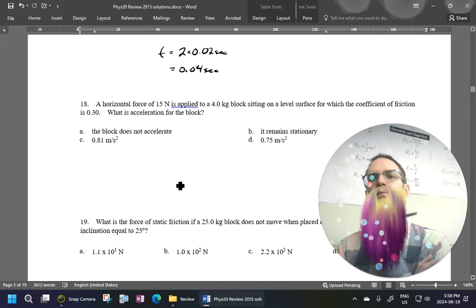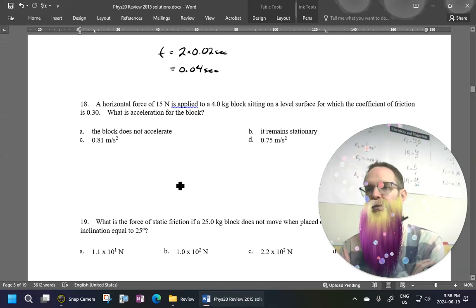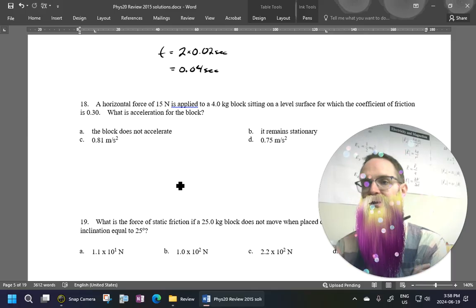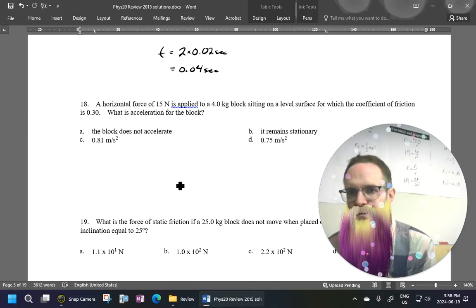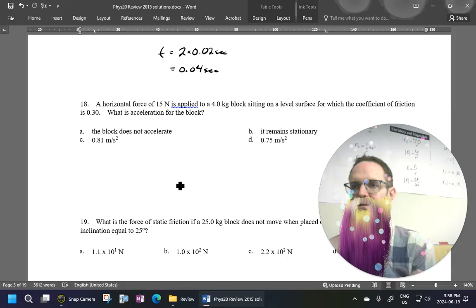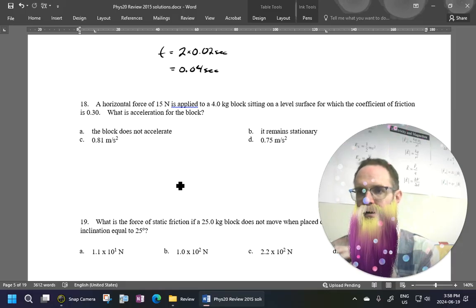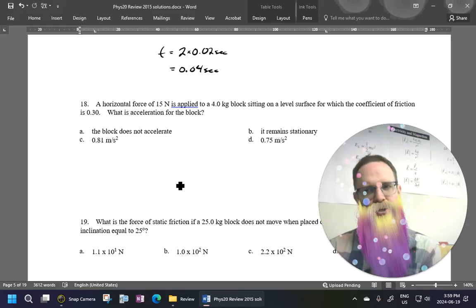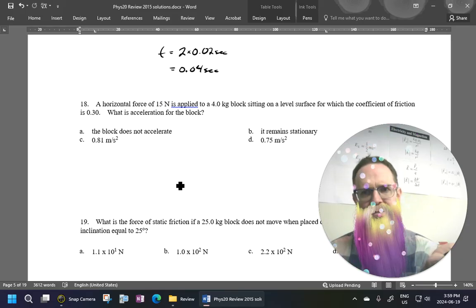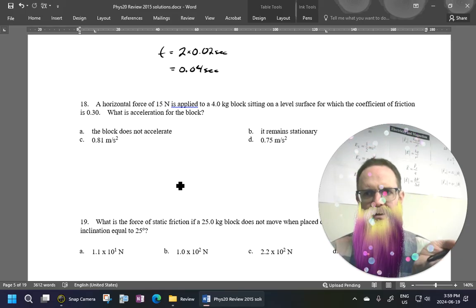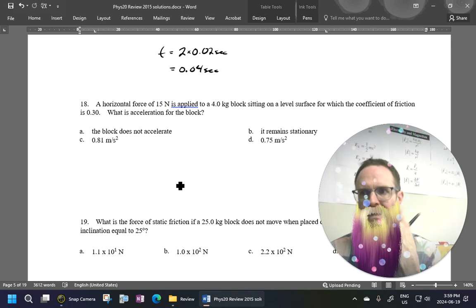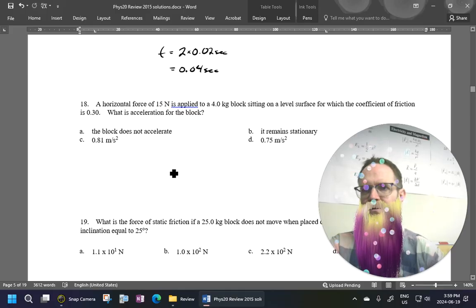A horizontal force of 15 newtons is applied to a box on a level surface. Its coefficients. What's the acceleration? Because then maybe you can use this for something else. It's sitting on a level block. You apply a force to it. Then its coefficient of friction is probably going to change. So I'm thinking it's going to remain stationary. The box does not accelerate. But the problem is those two things mean the same thing. I don't know if I like this question, but I'm going to answer it, I think, the way they want me to answer it.